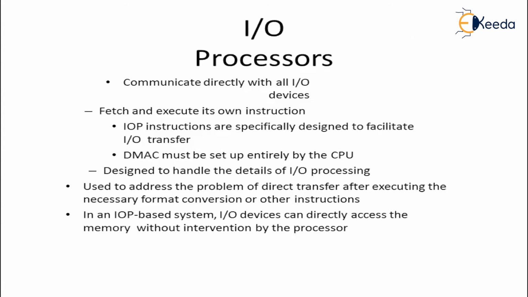The direct memory access controller must be set up entirely by the CPU, designed to handle the details of the IO processing. It is used to address the problem of direct transfer after executing the necessary format conversion or other instructions. In an IOP based system, IO devices can directly access the memory without intervention by the processor. So it can directly access whatever memory is there without any intervention of the different processors present in the system.